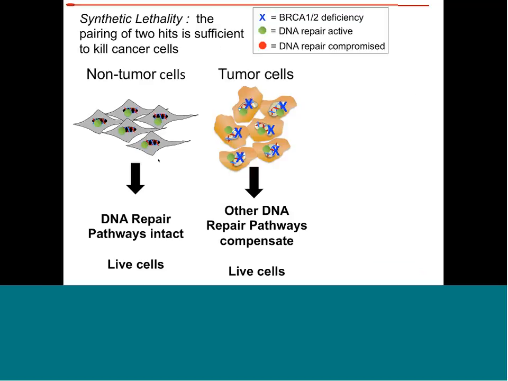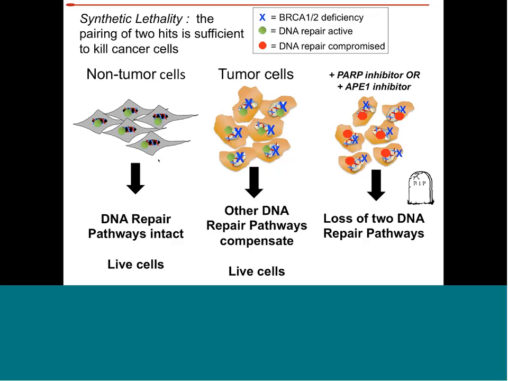So synthetic lethality is the pairing of two hits that is sufficient to kill cancer cells, where either one alone might not be able to do that. Pictured on the left panel is a non-tumor cell. Those have all the DNA repair proteins and pathways intact, and you have live, happily growing cells. Sometimes tumor cells become deficient in a repair pathway, such as BRCA1 and 2 deficiency. However, this can give the tumor cells somewhat of a growth advantage, as they can replicate through some DNA damage. These tumor cells are able to live, other DNA repair pathways compensate, and the cells are happily growing.